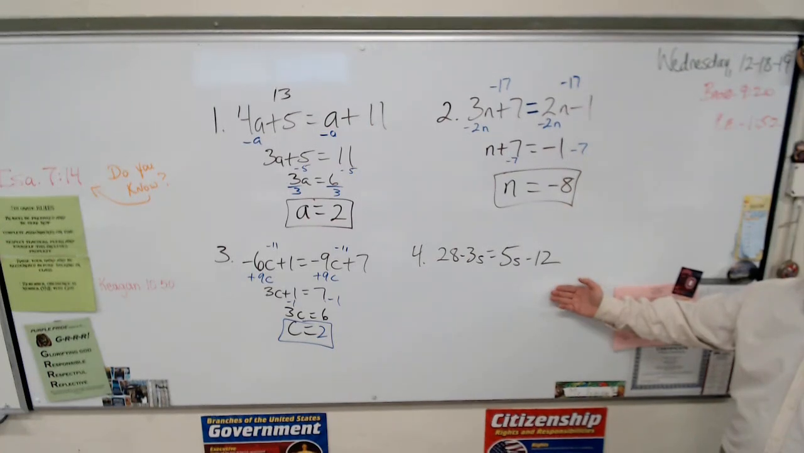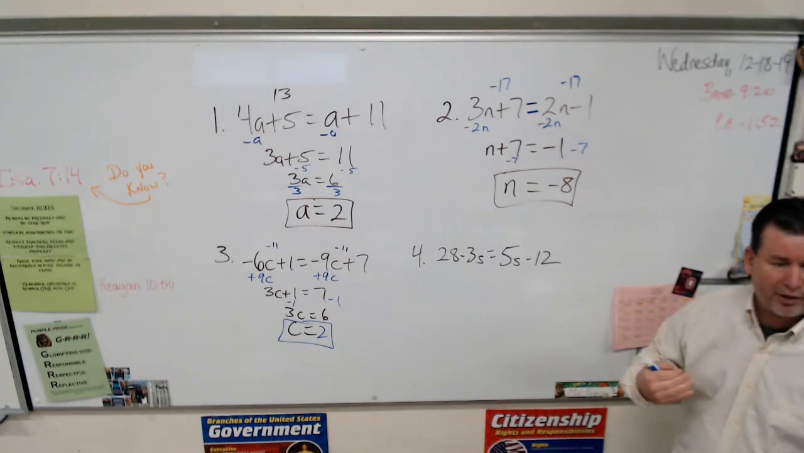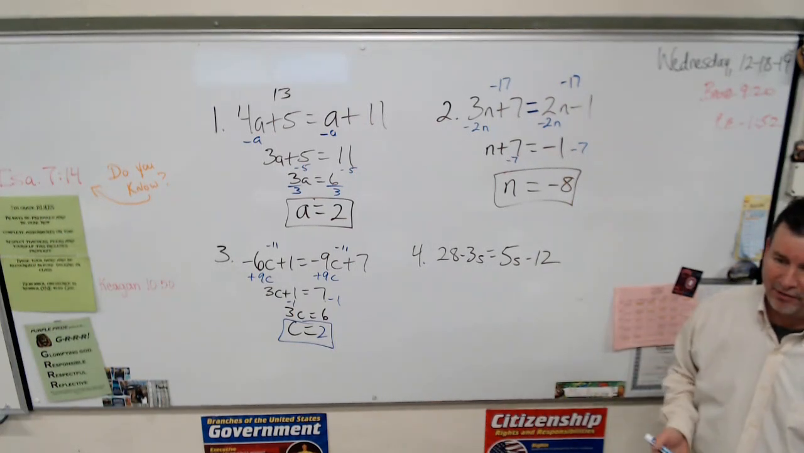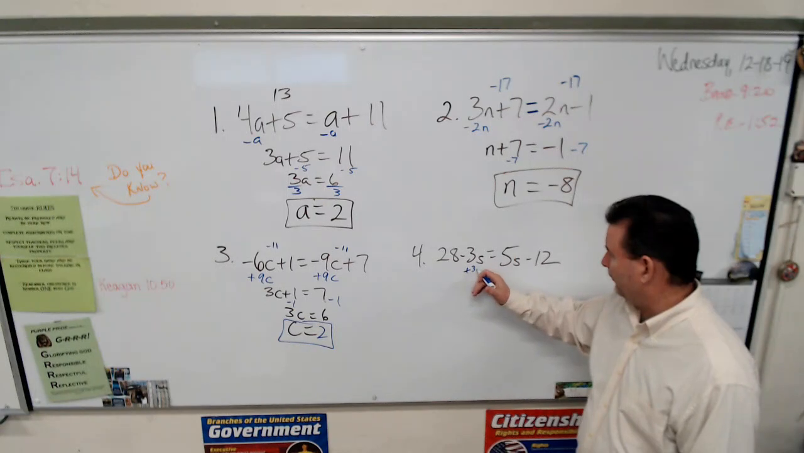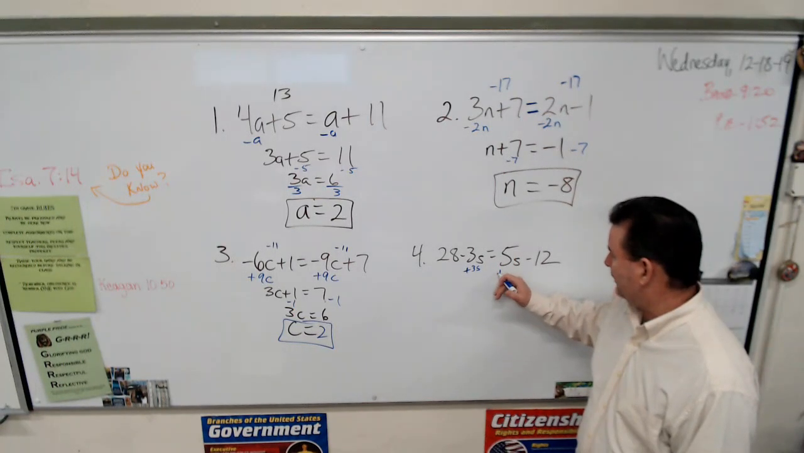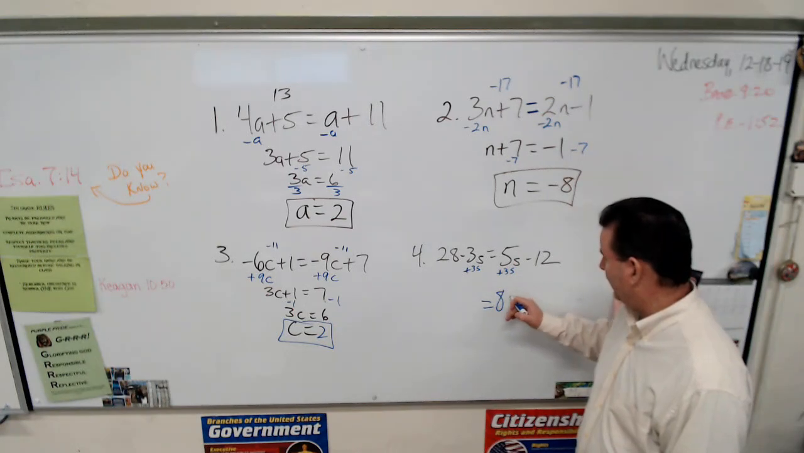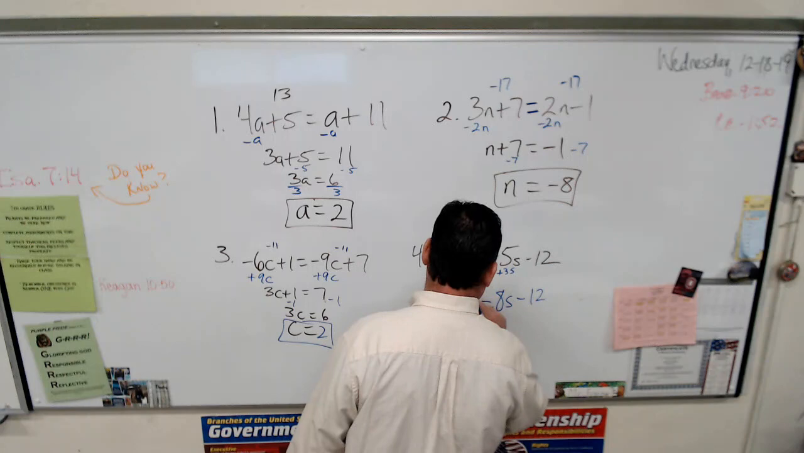I'm going to put the S's on the right. Not to throw you off, just to show you that it doesn't matter. I'll do it both ways. If I put the S's on the right, here's why I'm doing it: because I recognize that it's going to make my S positive. I'm going to add 3S here to get rid of it, which means I add 3S here. So I'm left with 8S minus 12 over here and just 28 over there.